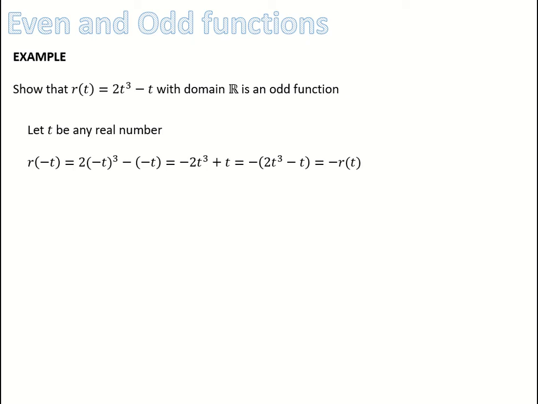So r of minus t is equal to 2 times minus t cubed minus minus t, which in itself equals minus 2t cubed. Obviously, minus t cubed is just minus t cubed, so times by 2 becomes minus 2t cubed. Minus minus t becomes plus t, and that is the same as minus 2t cubed minus t, okay, which is equal to minus the whole function, minus r of t. So that in itself proves that r of t is an odd function, okay?